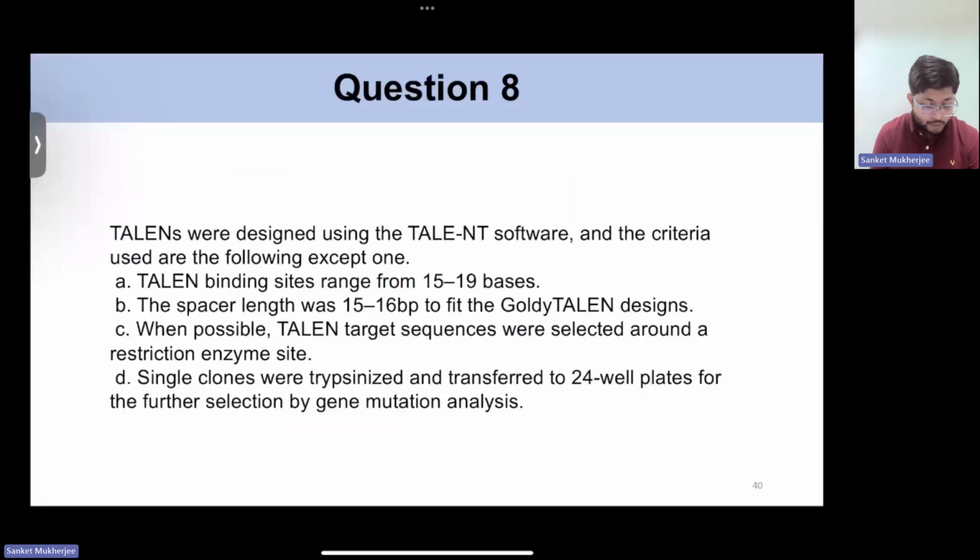Question 8. TALENs were designed using TALE-NT software, and the criteria used are the following except one. TALEN binding sites range from 15 to 19 bases. The spacer length was 15 to 16 bases to fit the Golden Gate TALEN designs. When possible, TALEN target sequences were selected around a restriction enzyme site, or single clones were trypsinized and transferred to 24-well plates for selection by gene mutation analysis.